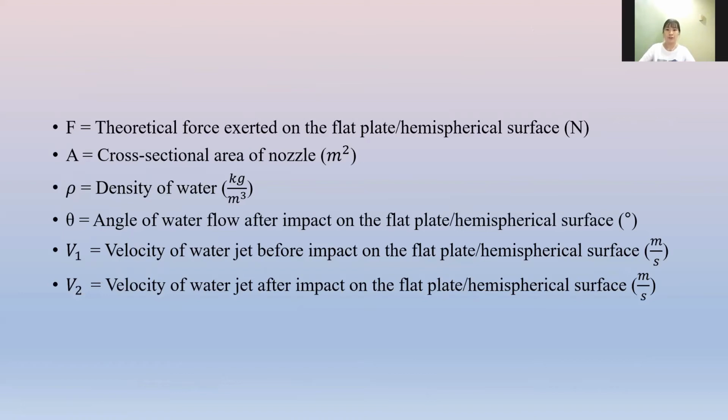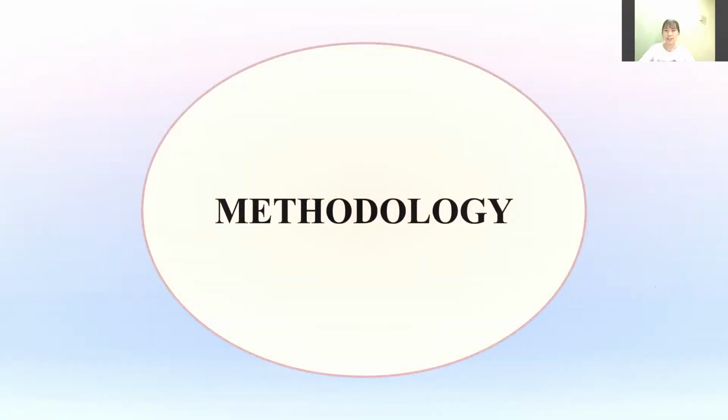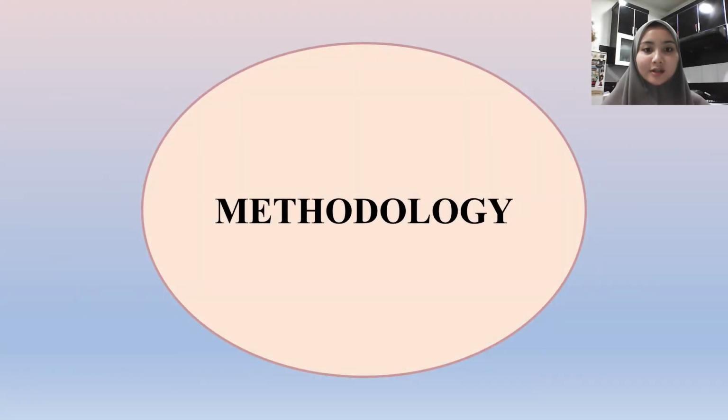F is the theoretical force exerted on the flat plate or hemispherical surface, with a unit of Newton. A is the cross-sectional area of the nozzle, rho is the density of water, theta is the angle of water flow after impact on the flat plate or the hemispherical surface, v1 is the velocity of the water jet before impact on the flat plate or hemispherical surface, while v2 is the velocity of the water jet after impact on the flat plate or hemispherical surface. Next, I will talk about methodology.